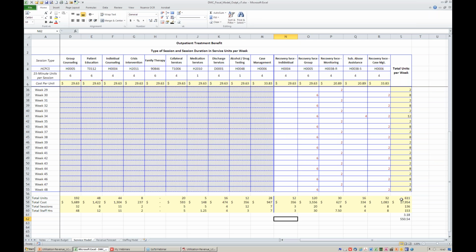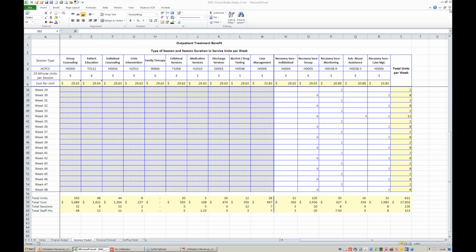But anyway, the total cost here. The total units for a treatment episode is 600 units for the quote typical client. It costs a little under $18,000. It's 136 sessions, so they're coming in the door 136 times to receive services, and it's 153 staff hours. So that's per client, per patient, what that looks like. And then we'll see as we aggregate that for the entire caseload over the course of an entire year what that tells us. So Amy, do we have questions?